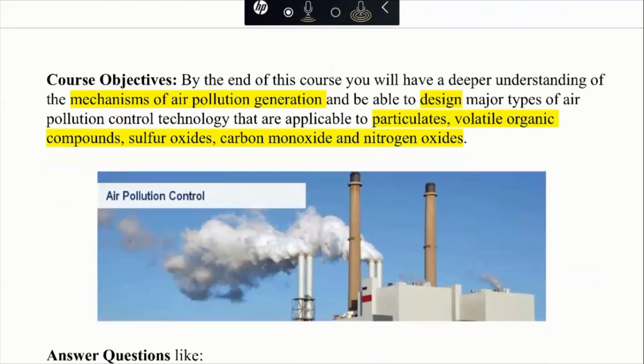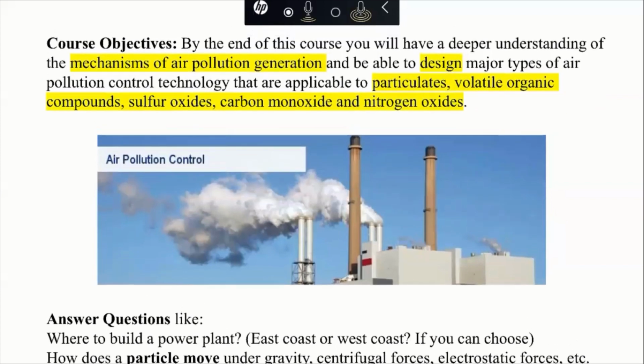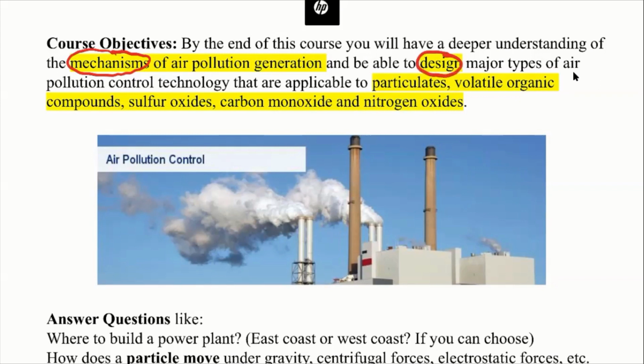So I'll start with the boring things first. What are our course objectives? By the end of this course, you'll have a deeper understanding of the mechanisms of air pollution generation. So we're going to learn how they're being generated, right? And we'll also be able to design major types of air pollution control technologies. The course is called Air Pollution Control Methods, so we'll focus on the methods of these pollution control techniques, right?